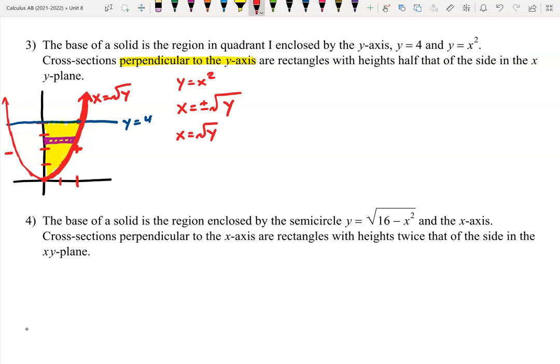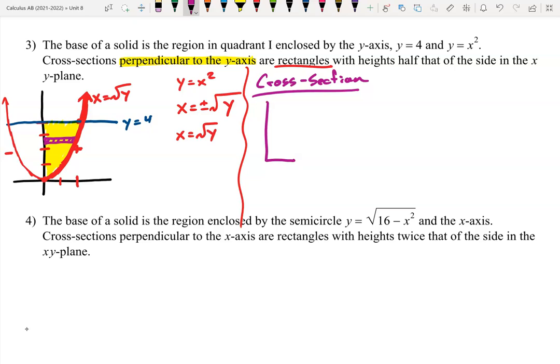It says the cross sections are rectangles. So let's talk about what our cross section looks like. Our cross sections are rectangles. And what do they tell us about those rectangles? The height is half that of the side in the x and y plane. Well, what side is in the x and y plane? The base. This is my xy plane, right? My base is lying in that xy plane.